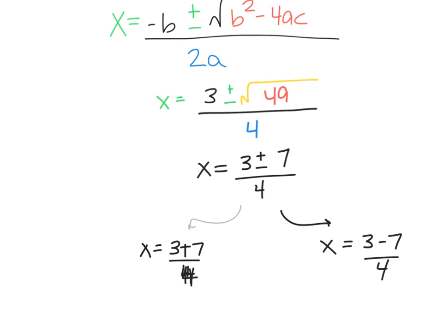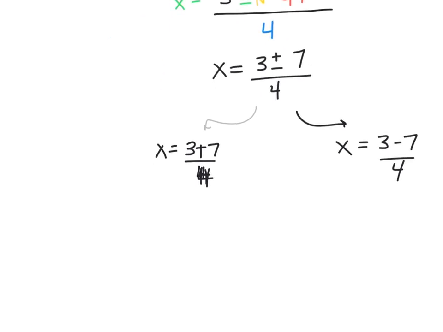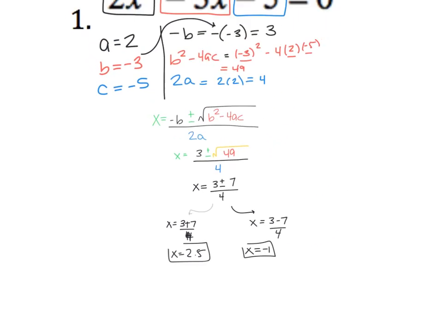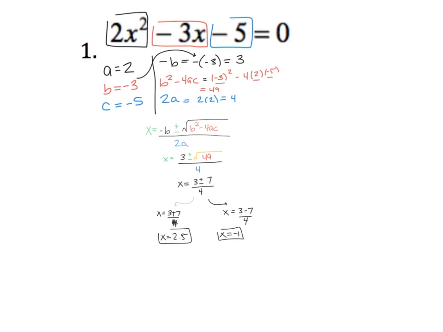You simply type this into your calculator. 3 plus 7 is 10, divided by 4 is 2.5. 3 minus 7 is negative 4, divided by 4 is negative 1. So this quadratic has two solutions, one at x equals 2.5 and one at x equals negative 1. That is all you're doing for these questions.